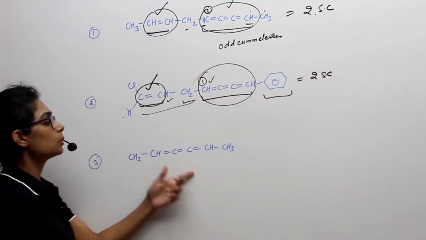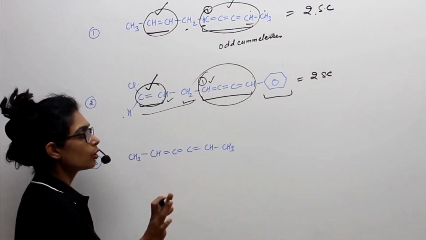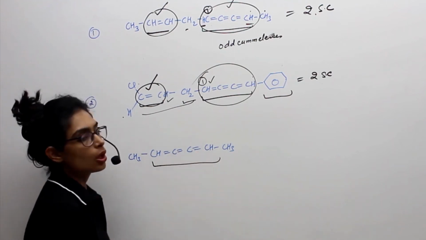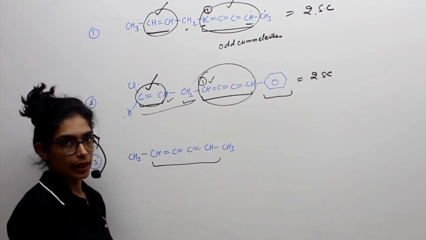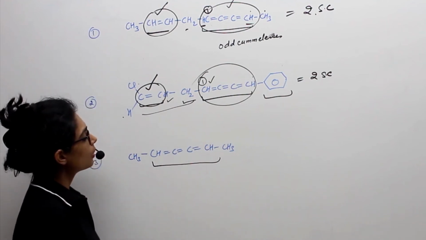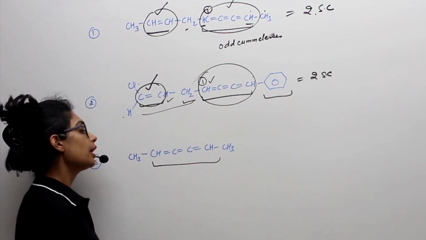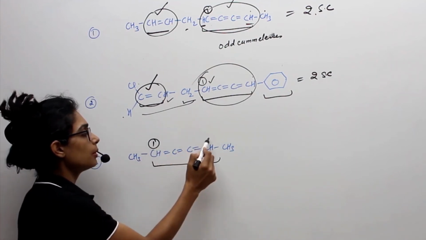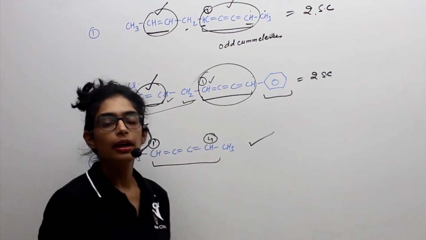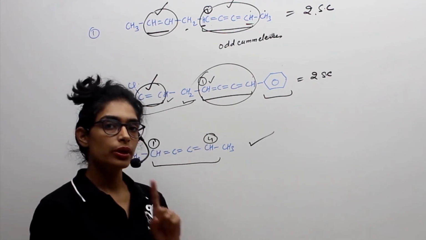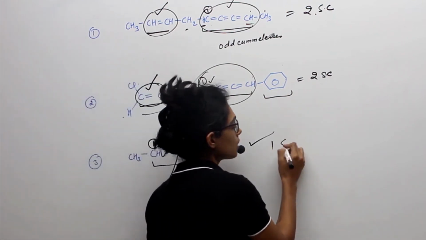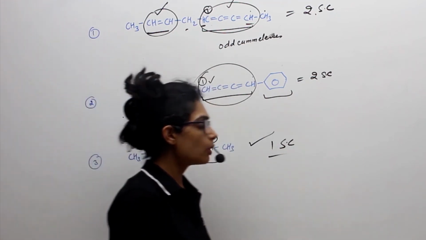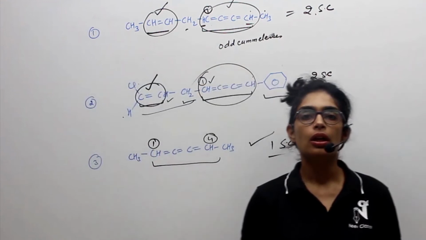Look at the third one. The third one seems like only a cumulene structure. So this has 1, 2, 3, again an odd number of pi bonds. So it is an odd cumulene, and it has two different groups present on the first carbon and the last carbon. So it will show GI, and it has only one stereo center. One stereo center.